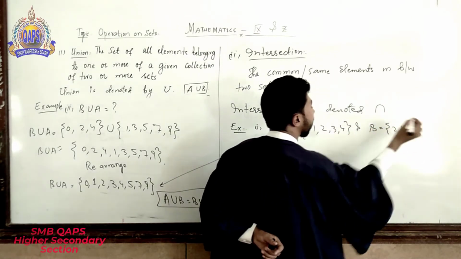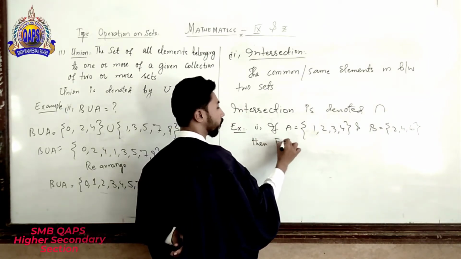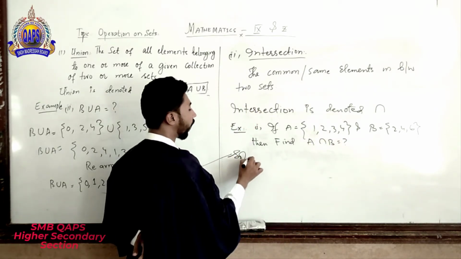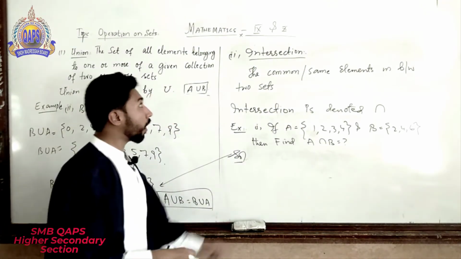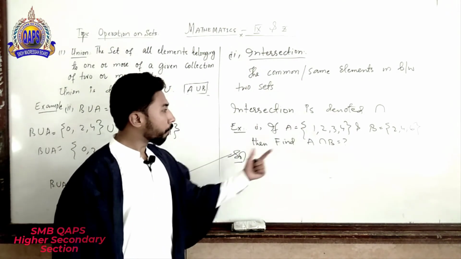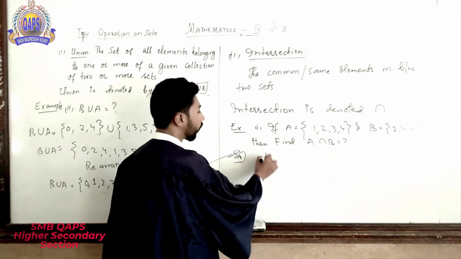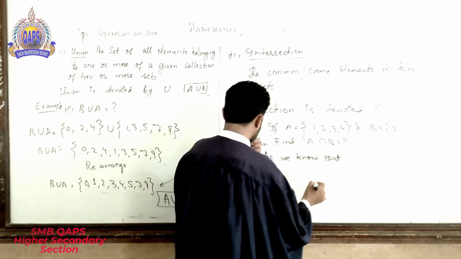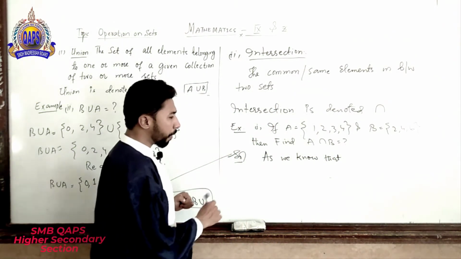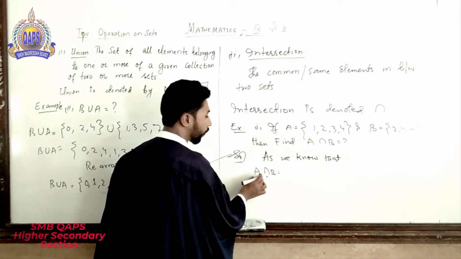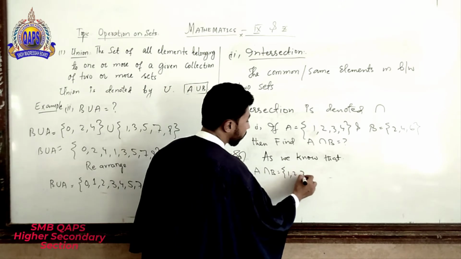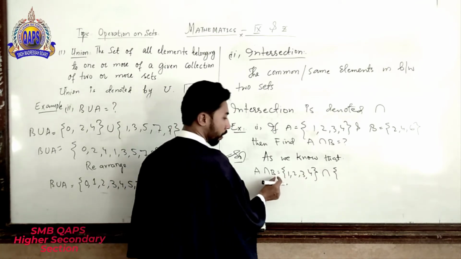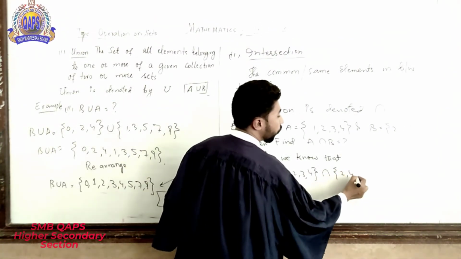and B contains 2, 4, 6. Find A intersection B. Solution: as we know this symbol represents the intersection, so we solve this problem. The intersection of the two sets A and B, A intersection B. First we write the elements of set A, then the sign of intersection, then the elements of set B: 2, 4, 6.